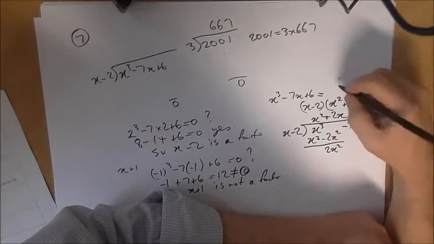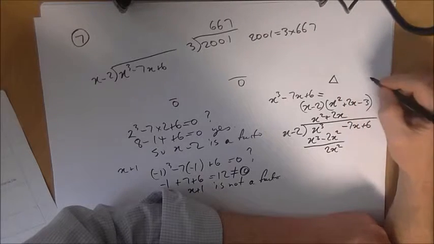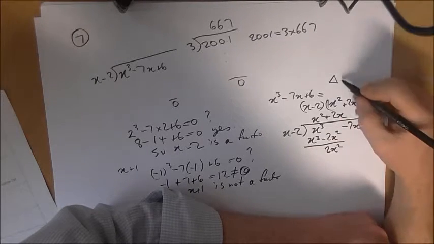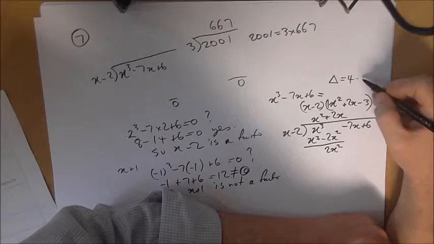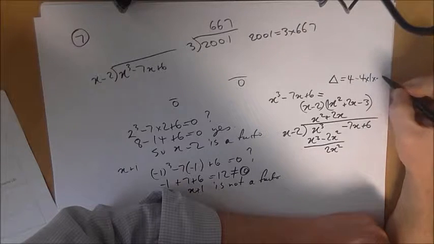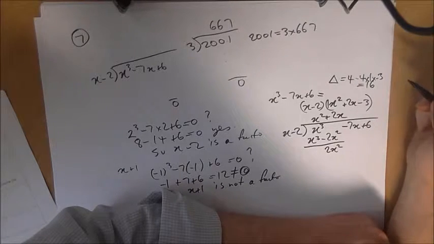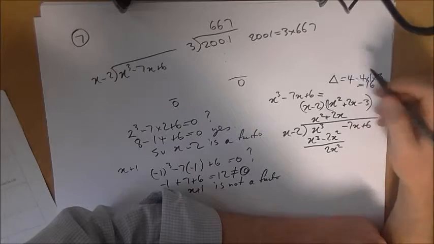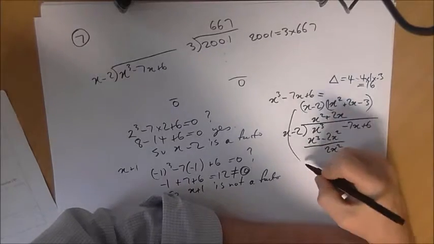The term for that, by the way, is the discriminant, often indicated by that triangle. So b squared is 4 minus 4 times a times c, so that's 16. That is a square number. So this is worth factorizing, and in fact it's pretty easy to factorize.